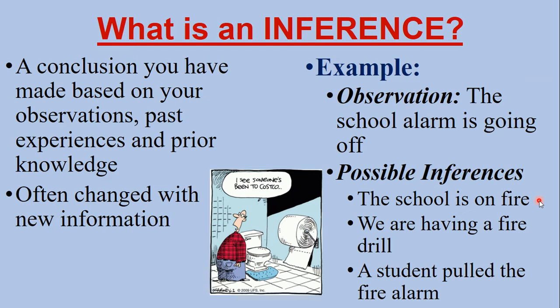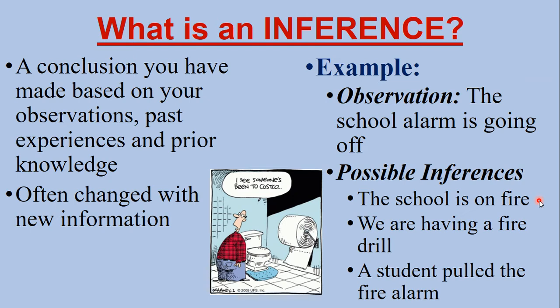And possible inferences right now are the school is on fire. And I could hear you guys cheering for that. We are having a fire drill, or a student pulled the fire alarm. All those make sense. You probably are like, I can think of like 10 other inferences based off that observation. And that's true. What if I change the observation to the school alarm is going off at 3 a.m.? What could the possible inferences be? Pause the video right now and write down 3 inferences that you think could go from the school alarm is going off at 3 a.m.